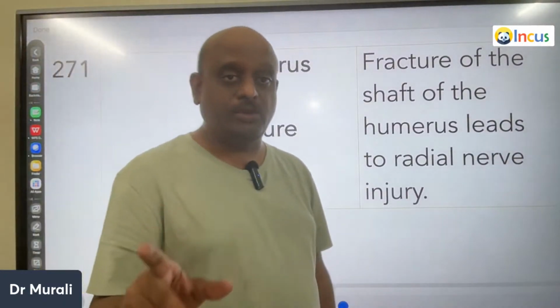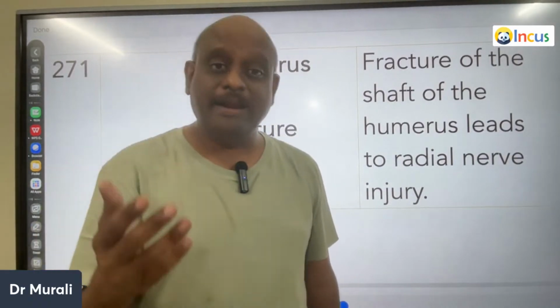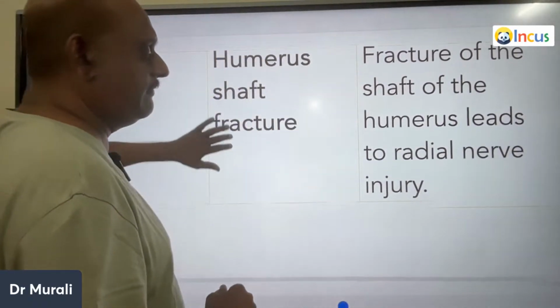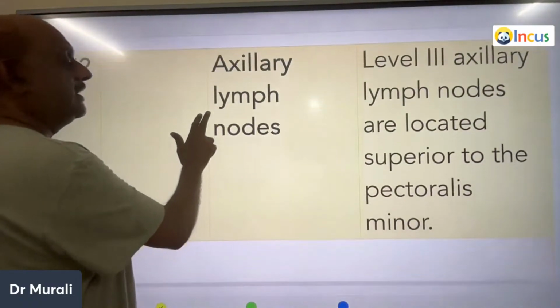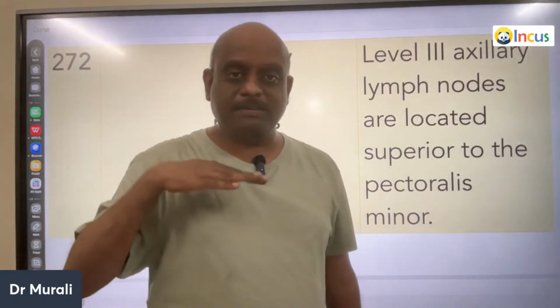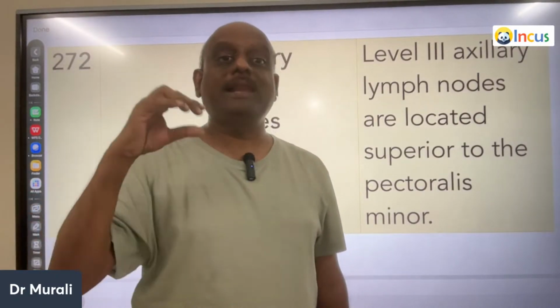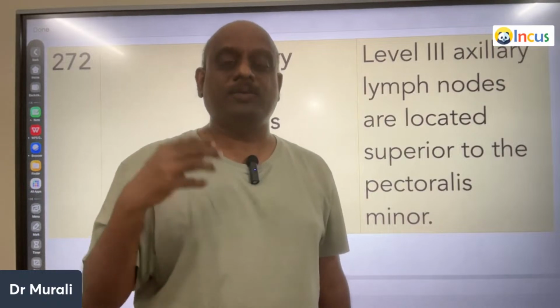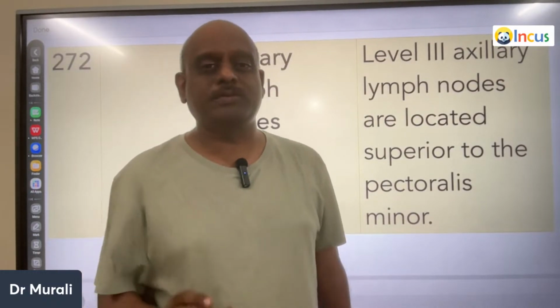Fracture of the shaft of the humerus typically injures the radial nerve in the radial groove, a favorite topic of the examiner. So where are the level 3 axillary lymph nodes located, doctor? Typically, superior to the pectoralis minor, you have the level 3 axillary group of lymph nodes. Once more, what are level 1, level 2, level 3 in the axillary lymph nodes?